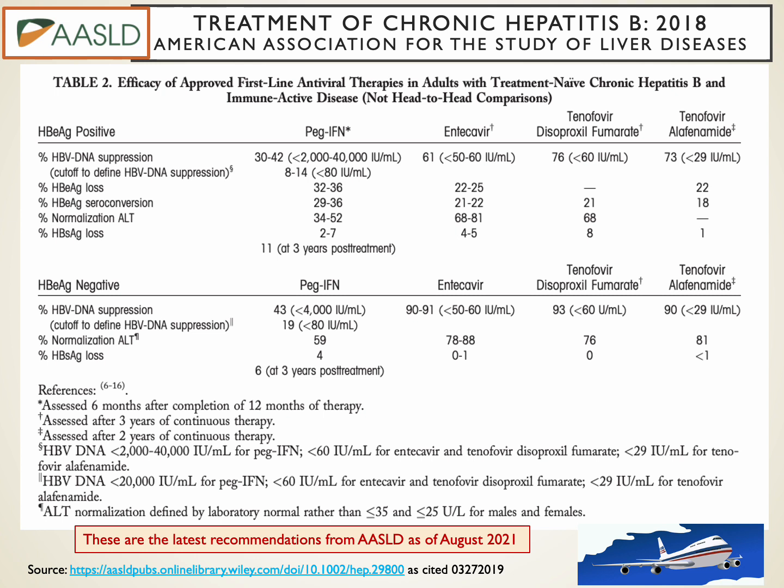The American Association for the Study of Liver Diseases also outlined the efficacy of their first-line agents, which are relatively effective at viral suppression. And the charts list here, depending on what the hepatitis B status of that individual patient is, so you have at least familiarity with that.